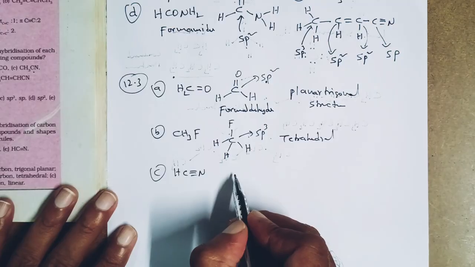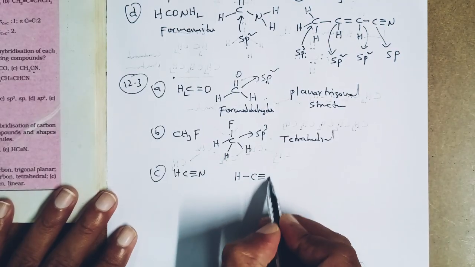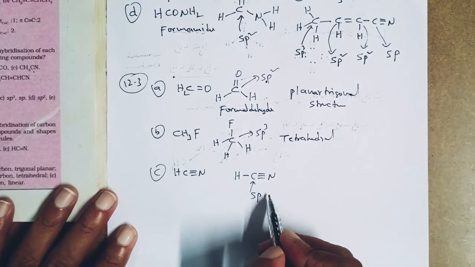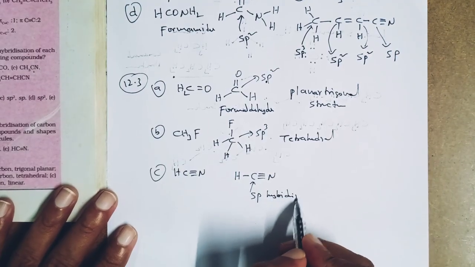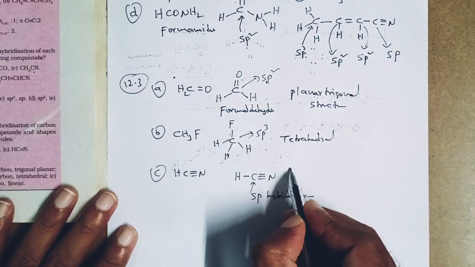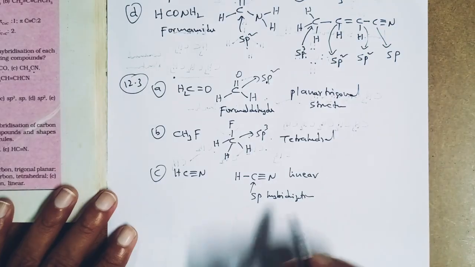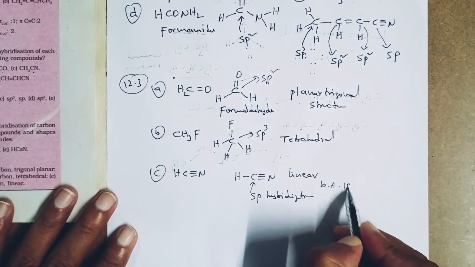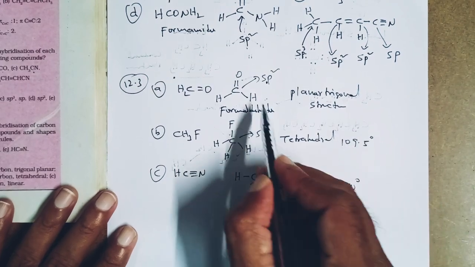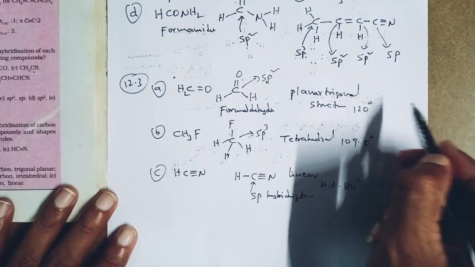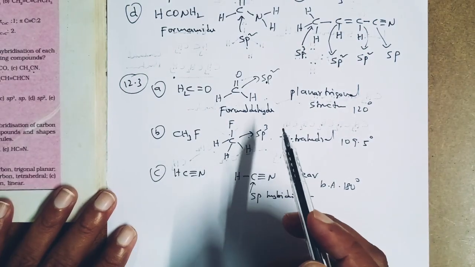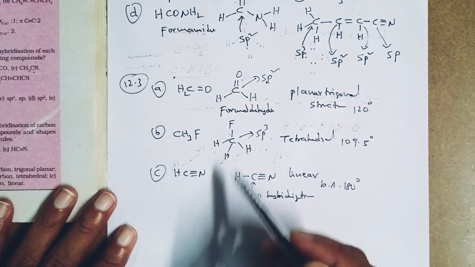If we expand the structure HC triple bond CH, this carbon has three bonds, so obviously it is sp hybridization. When sp hybridization is there, it is a linear structure with a bond angle of 180 degrees. Here the bond angle is 109.5 degrees. Here the bond angle for planar trigonal is 120 degrees. Like that we can write the shapes and hybridization of the compounds he has asked.